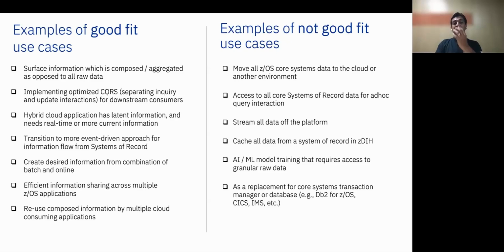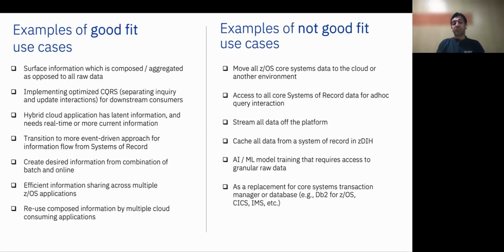On the left-hand side, coming to the good fit use cases, very quickly: composing aggregated information, implementing an optimized CQRS pattern, hybrid cloud applications facing a latency issue that need information more in real time, and an event-driven approach to information flow. A combination of batch and online information, like I was referring to, priming the caches at midnight and then online transactions taking care of maintaining the running balance. And information sharing across multiple Z applications.